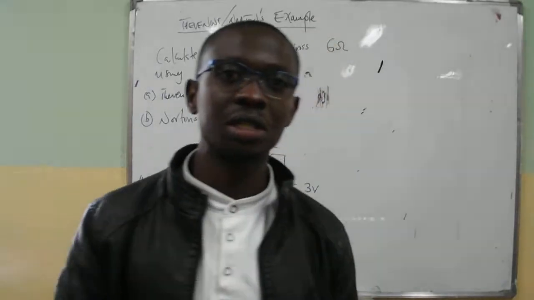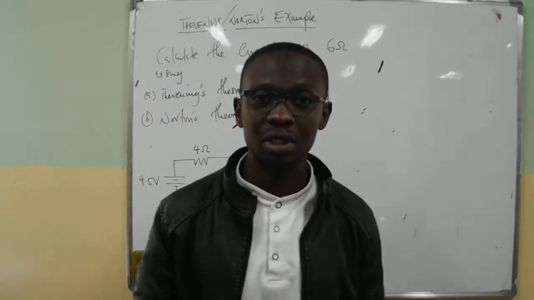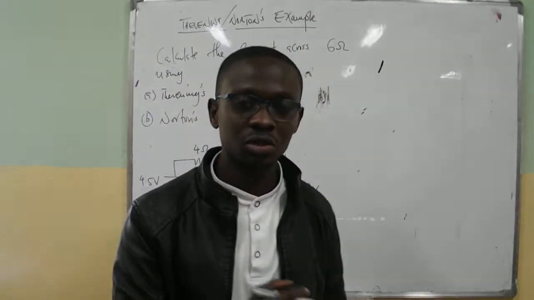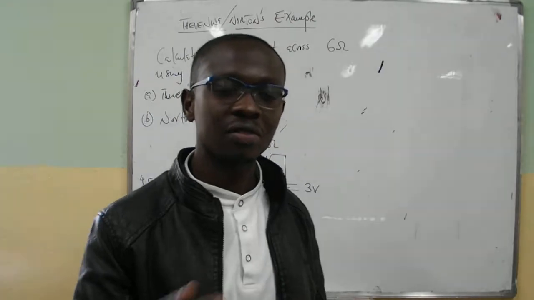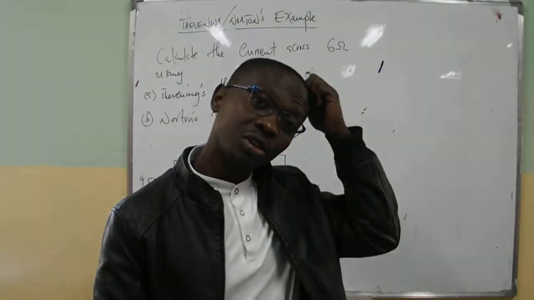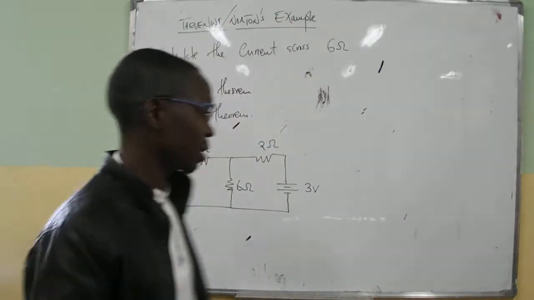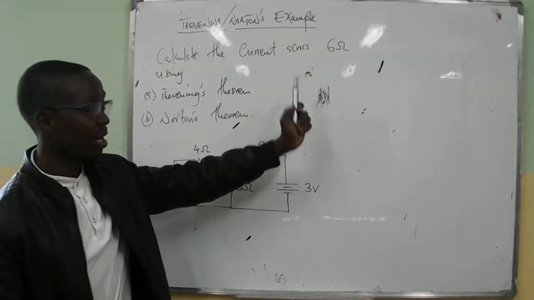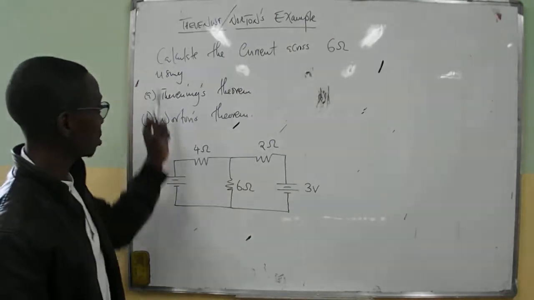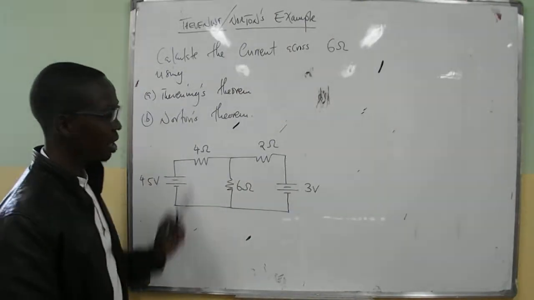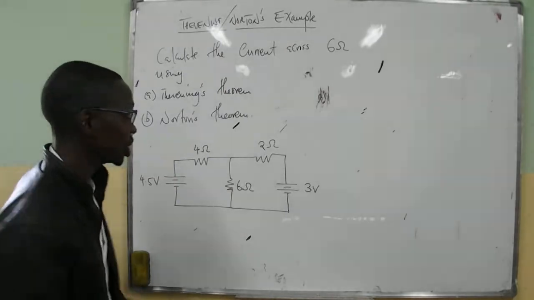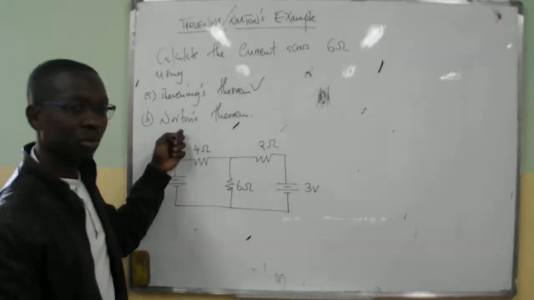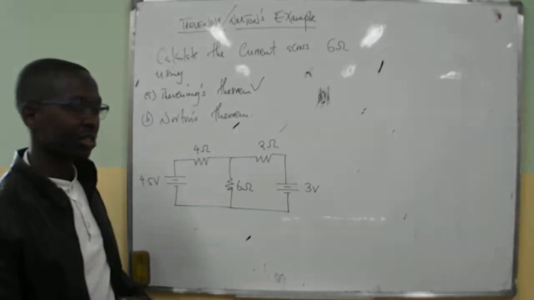This is a presentation on solving examples using Thevenin's as well as Norton's theorems. In this series, we'll just look at a solution using Thevenin's, whereas in the next one, we shall continue with Norton's theorem. Okay, so this is an example. The question is saying calculate the current across the 6 ohm resistor using A, Thevenin's theorem, and B, Norton's theorem. For this presentation, we just look at the A part of the question, as in the next presentation, we'll do the same question using Norton's theorem.